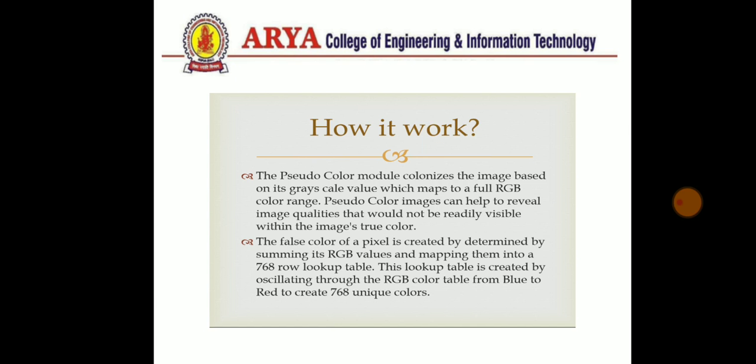So there will be an RGB color table from blue to red to create 768 unique colors. So by using this pseudo coloring, we can provide any black and white image a maximum of 768 unique colors. So it is just about converting a grayscale image into a color image using some color models and especially using a table, that is the lookup table.